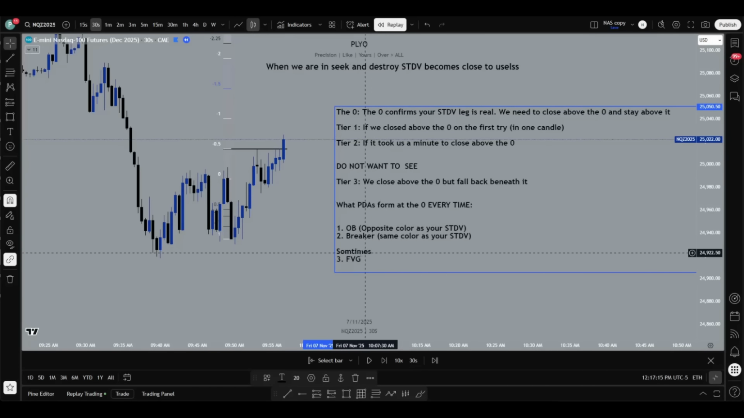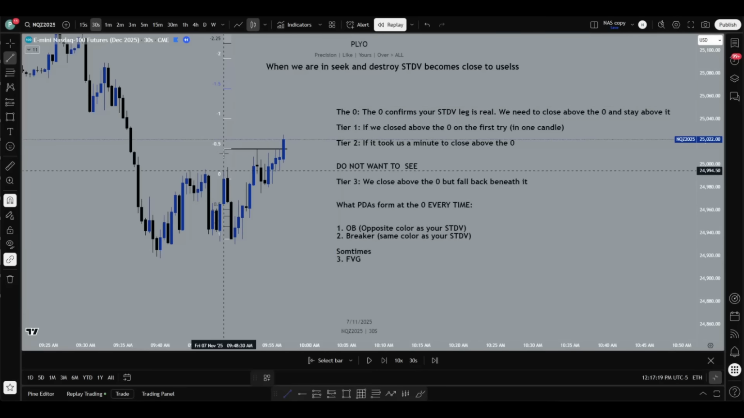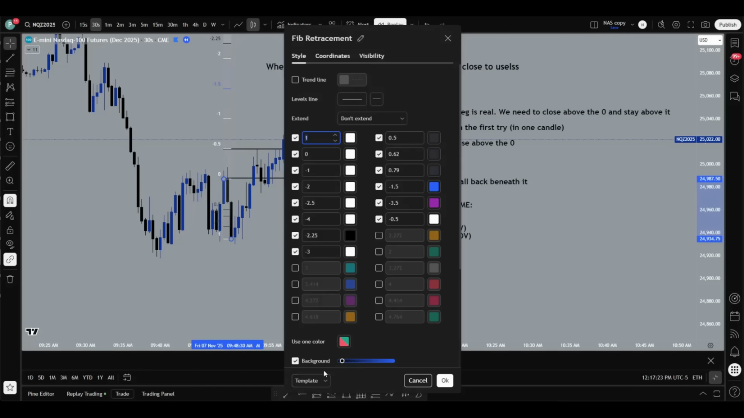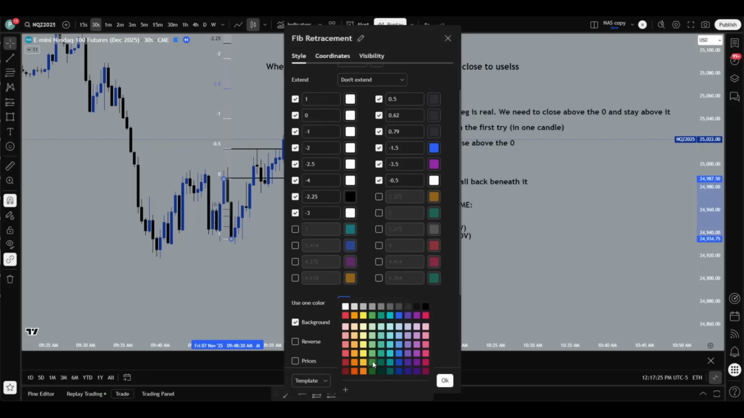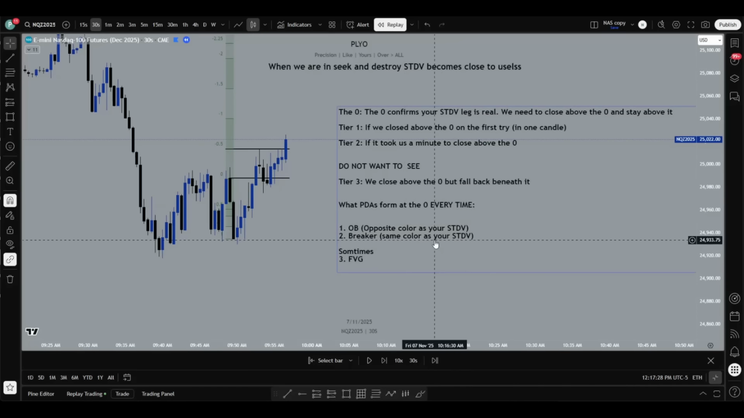But what do we have here? We have 3 PD rays. Remember I said sometimes 3. Whenever you have 3, that's a good sign because what do we have? The OB being the opposing candle as our bullish standard deviation. Remember, think if this was green. Right, we'll put it back green again. Your OB is the opposite color of your standard deviation. If our standard deviation is green, we want to see the opposing candle as our OB. The breaker is the same color as the standard deviation. That's the bullish candle right here. That's our breaker.